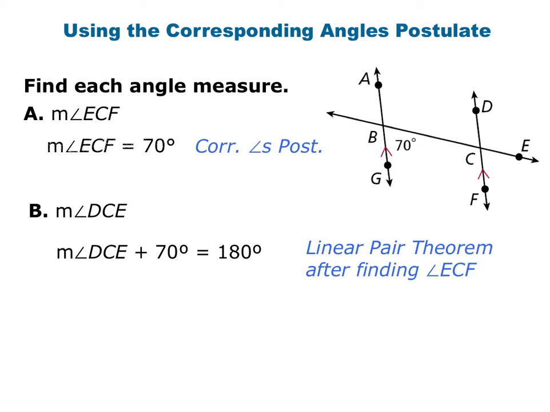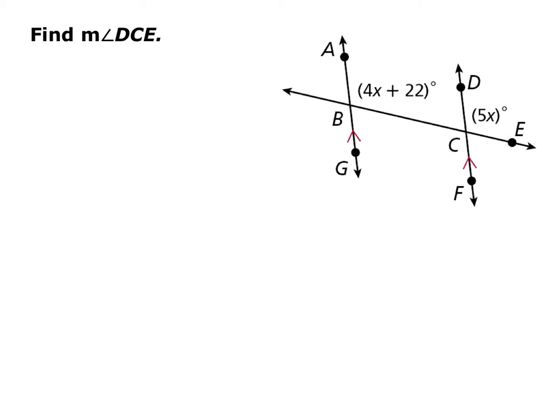All right. How about DCE, but now I've got variables. I've put some different information in here. How would we figure out DCE's measure? 5x equals 4x plus 22. So you said set them equal to each other. Do you have some support for why you do that? They both equal each other though. Why do they both equal each other?